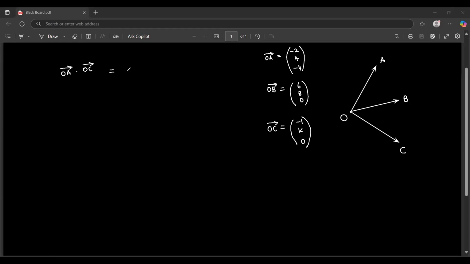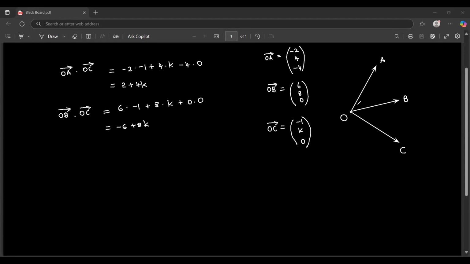So OA dot OC will be equal to minus 2 into minus 1 plus 4 into K minus 4 into 0. So that will be equal to plus 2 plus 4K. So I can write it as 2 plus 4K. And OB dot OC we have to find also. So OB dot OC will be equal to 6 into minus 1 plus 8 into K plus 0 into 0, which will give me minus 6 plus 8K.